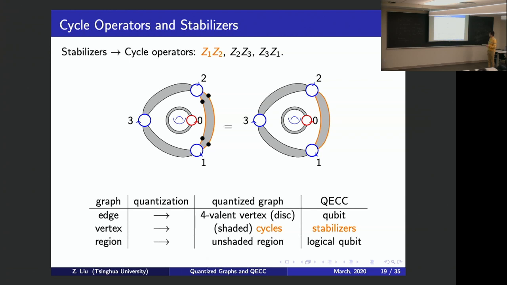So that's really the key. The cycle gives the stabilizer. So we can understand this algebraic concept in a pictorial way.